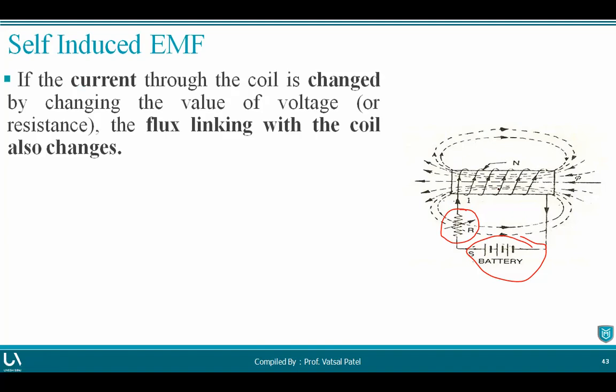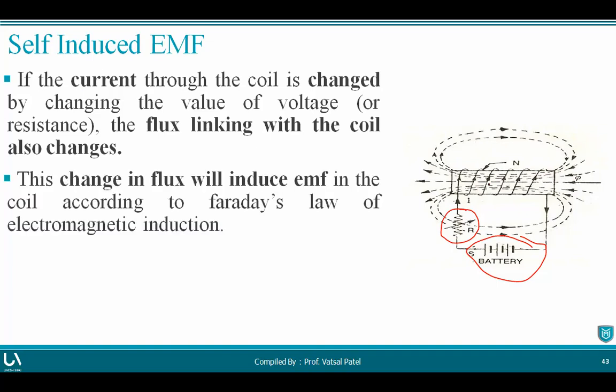So if the current through the coil is changed by changing the value of voltage or resistance, the flux linking with the coil also changes. Whatever flux has been set up in this magnetic core, whenever it is linked with the coil, that is also going to change. So this change in the flux will induce EMF in the coil according to Faraday's law of electromagnetic induction principle, right?